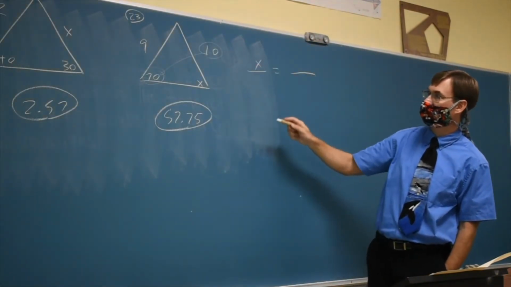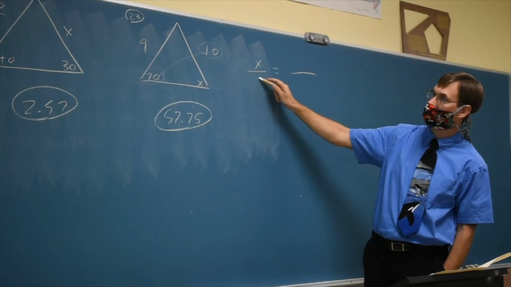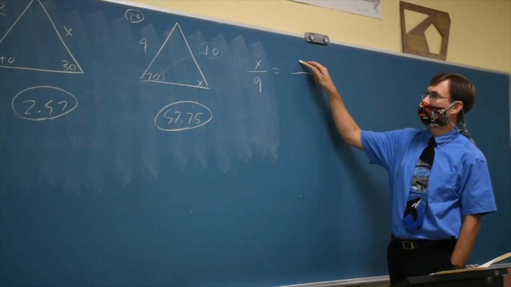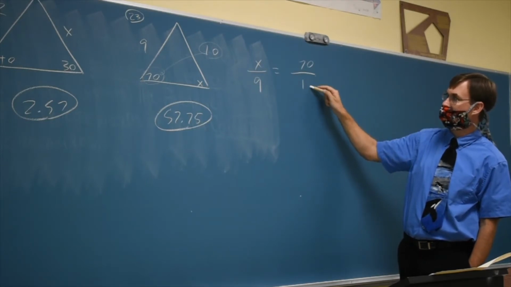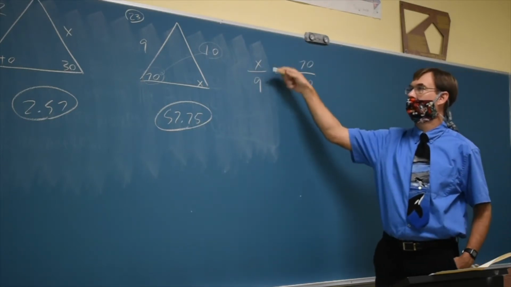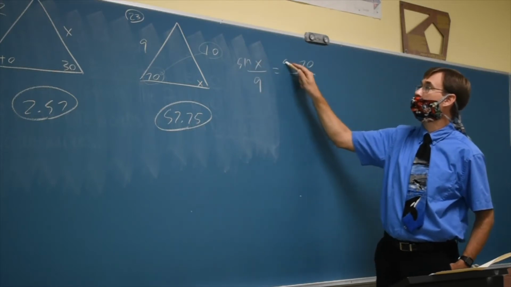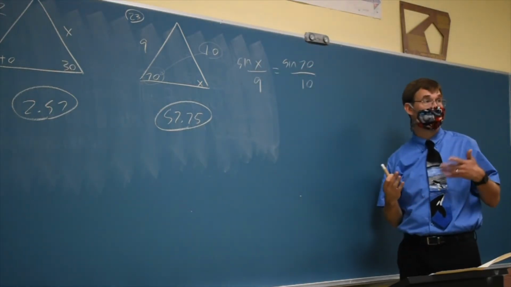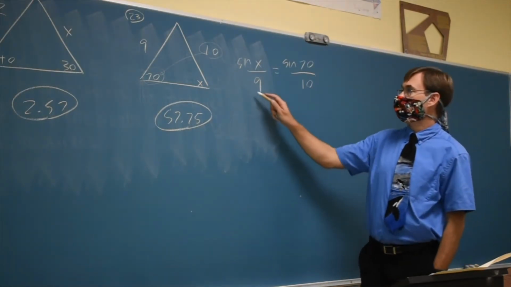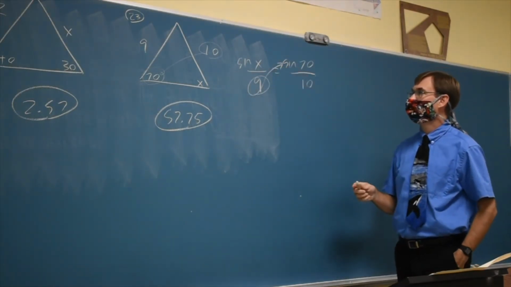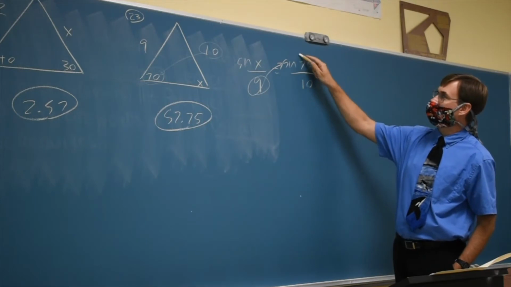I like my x on the top. X's partner is 9. The other angle is 70, which goes with 10, and I need to write sine on the tops, because that's where the angles are. It's not always on the tops, it's about where the angles are. You okay with that? Yeah. So then the 9 has to go up, and I'll punch in 9 sine 70.